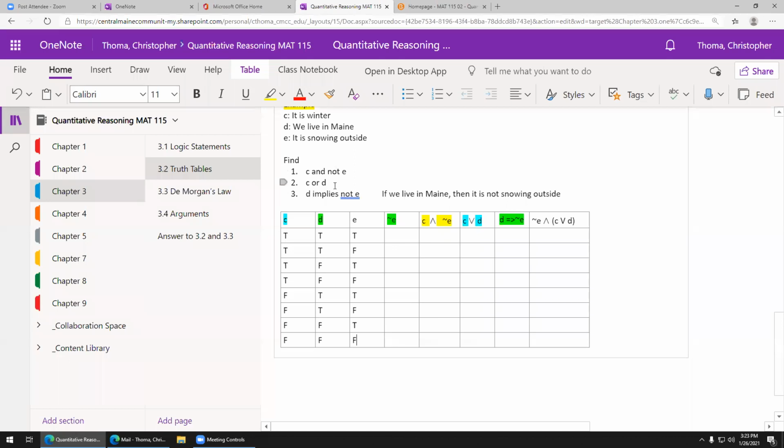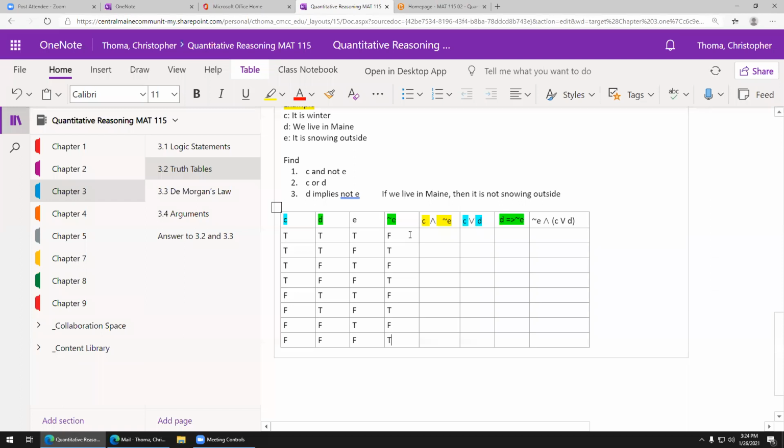Because I have a not in my statements, I create a column for just that not. So not E means I look just at E and I do the opposite. If E is true, not E is false. And then E is false, so this is true. True, true, false, false, true. And it's not always this pattern.